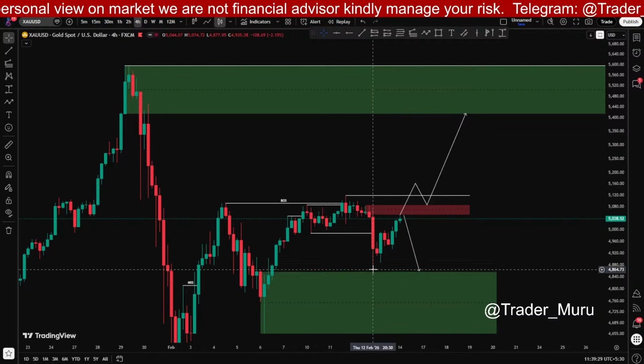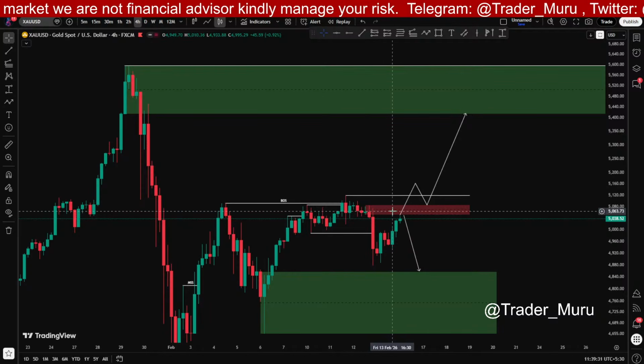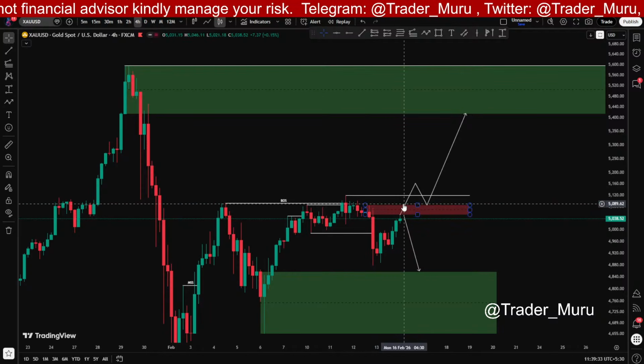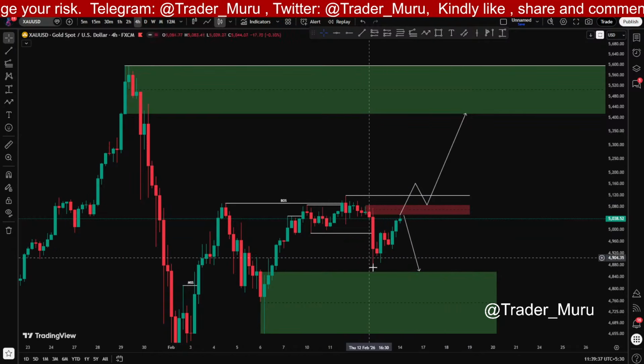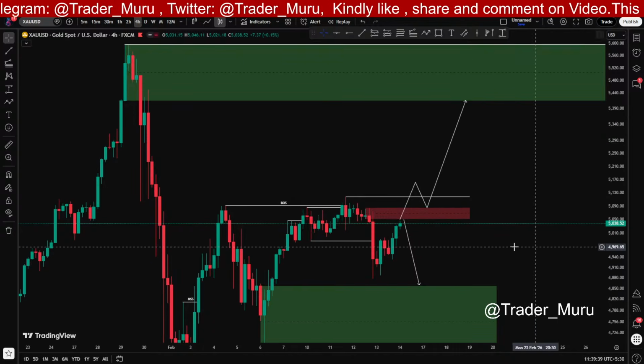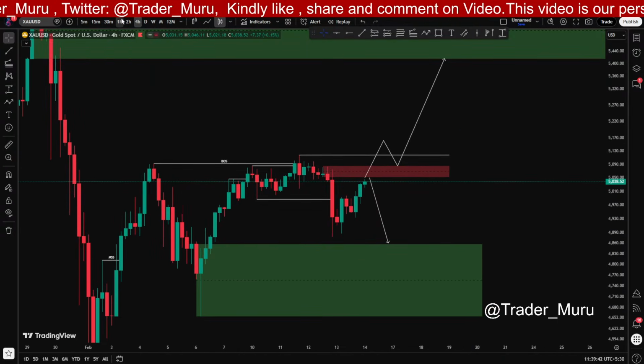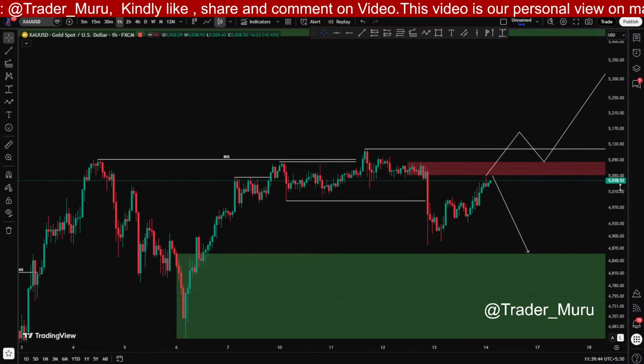We have a new lower low formation here, so we can expect price to create a new lower high, then create a new lower low. So this will be my expectation. Now let's see it in 1 hour time frame.